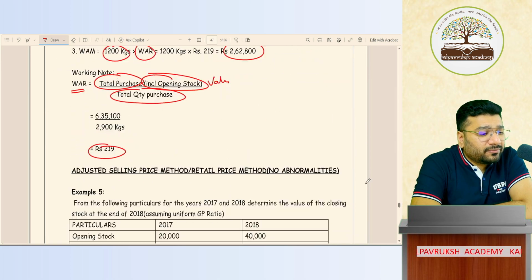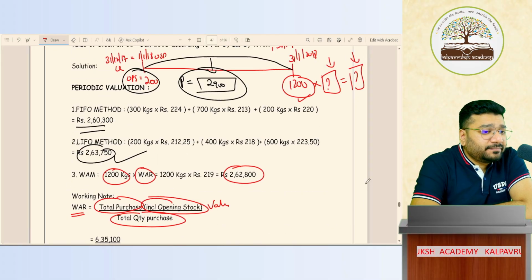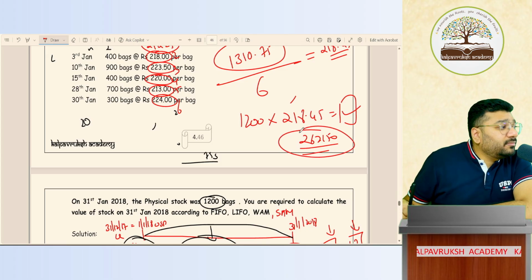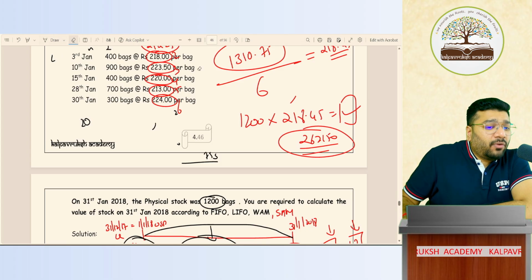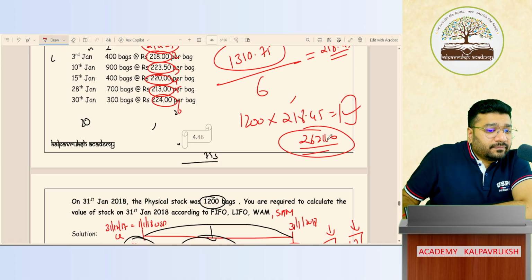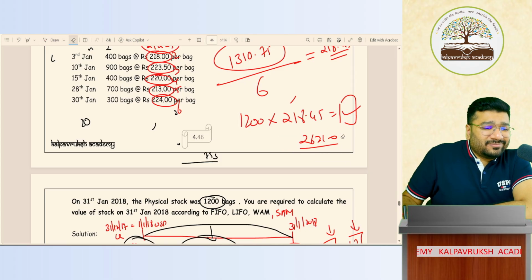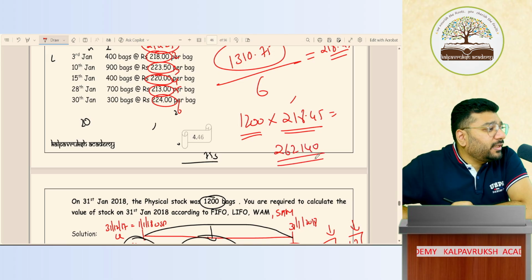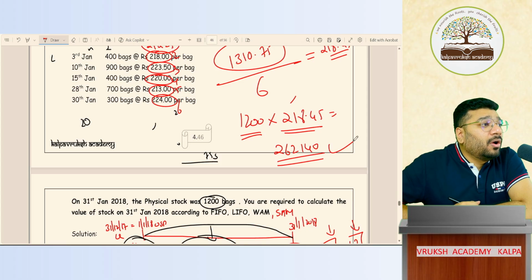If you multiply, you'll get the cost. Got it, not got it? That I have not done, please add it. How much is the value? 2 lakh 62,150? 2 lakh 62,140. Okay, 140 is coming. Please check. Tell the correct answer. 1200 into 218.45 is 2 lakh 62,140. Got it, not got it? So this is your cost of inventory under the simple average method, where the inventory is maintained under the periodic inventory system.